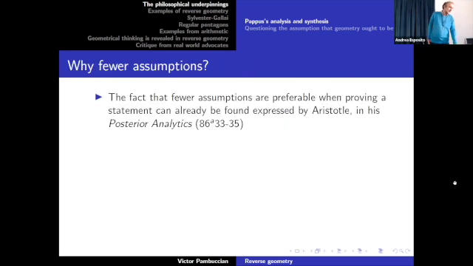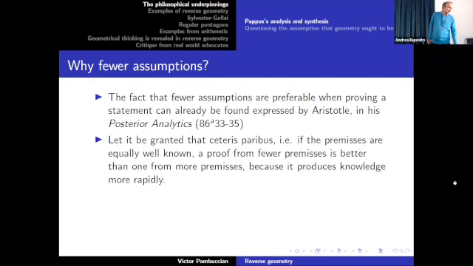So, well, why do you want to start with something and find few assumptions from which it's true? In general, you know that that thing is true in some kind of rich universe of assumptions. So let's see, who thought that this was of interest? Well, the earliest that I know of is Aristotle, who says, let it be granted that ceteris paribus, i.e. if the premises are equally well known, a proof from fewer premises is better than one from more premises because it produces knowledge more rapidly.